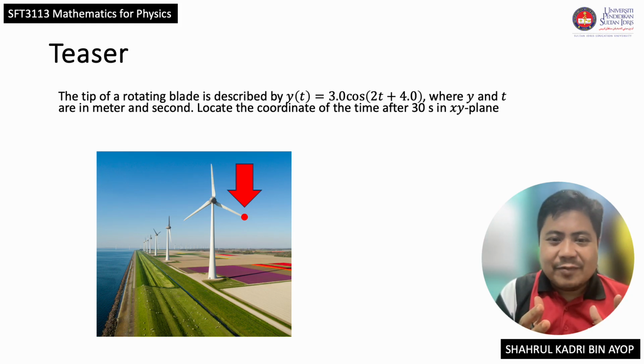In our life, we always see something rotating. One of it is like this wind turbine. So if I put a point at the end of the blade, the tip of the rotating blade, suppose it is described by the function y(t), y as a function of time, equal to 3 cos 2t plus 4, where y and t are in meter and second.